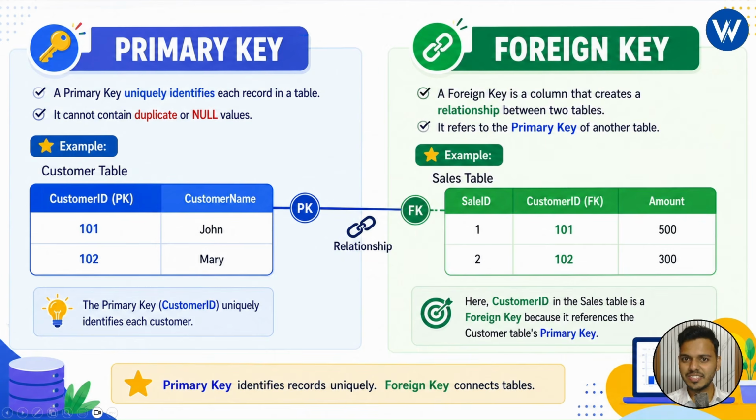Alright, I hope you understood the difference between primary key and foreign key. These two concepts are very important. You just need to understand the logic. Primary key means it contains only unique values. Foreign key means it can contain duplicate records.